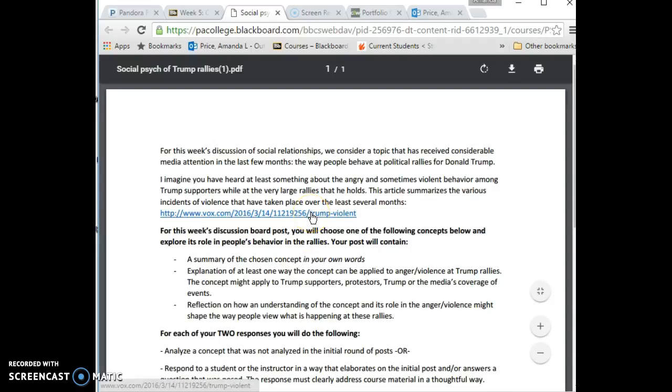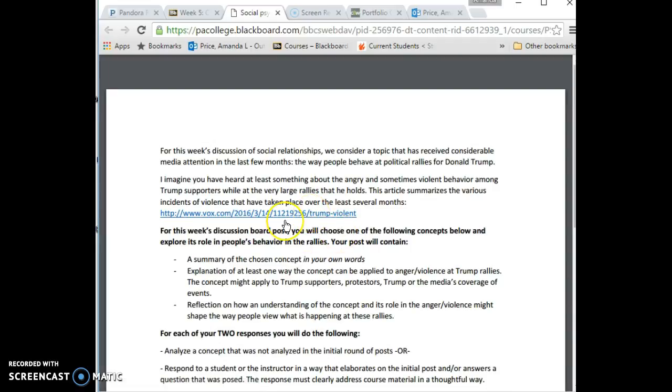And so I've provided you with two different articles for those of you who maybe aren't familiar with what was going on at Trump rallies. And even if you have some knowledge, I think this article and another one that I have in the assignment are really good to help us better understand what's happening.